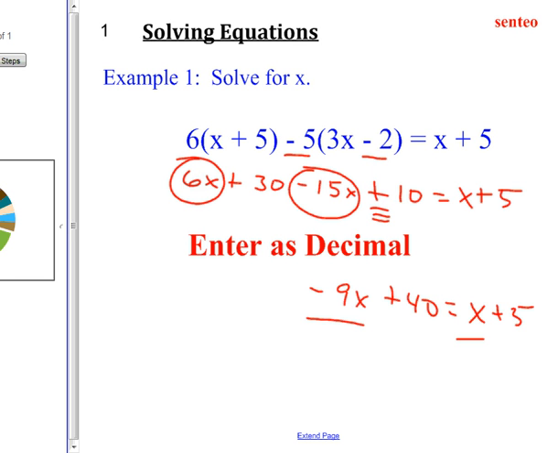All right, so the next thing I would do, would you think it'd be smarter to get rid of the negative 9x or to get rid of the x? The negative 9, because it can get rid of a negative. That's a good thing. So I'm going to add 9x to both sides. And I'll have 40 equals 10x plus 5. And then I just have to get rid of the 5. So I go minus 5 on both sides. And I have 35 equals 10x. And then I divide by 10 on both sides. And I get 3.5. Okay? You get that the 3.5 is the right answer?